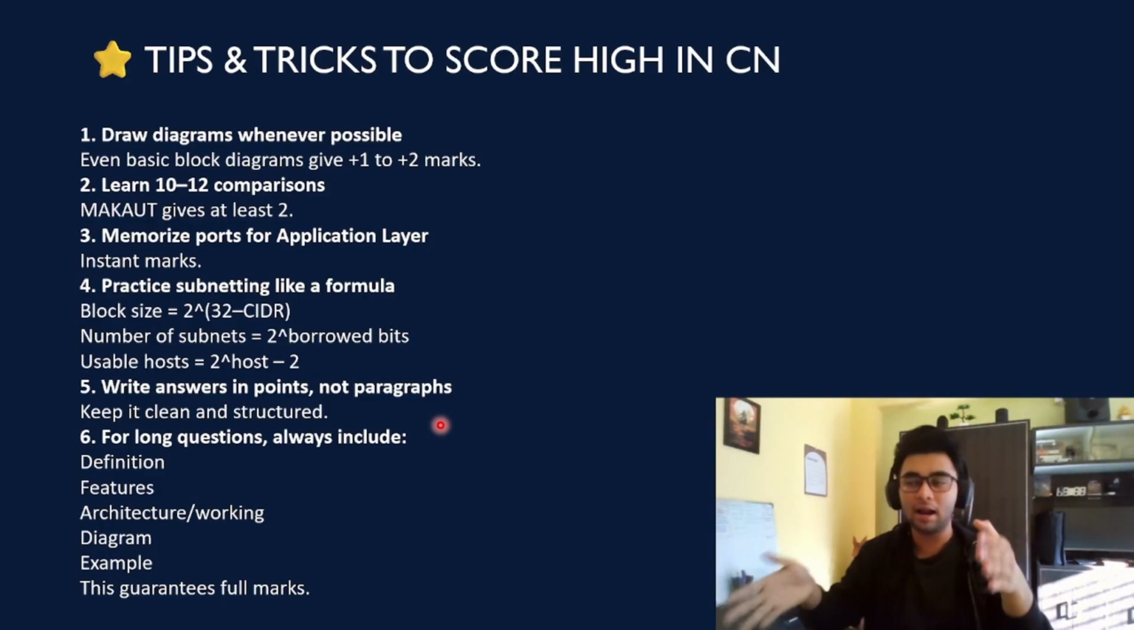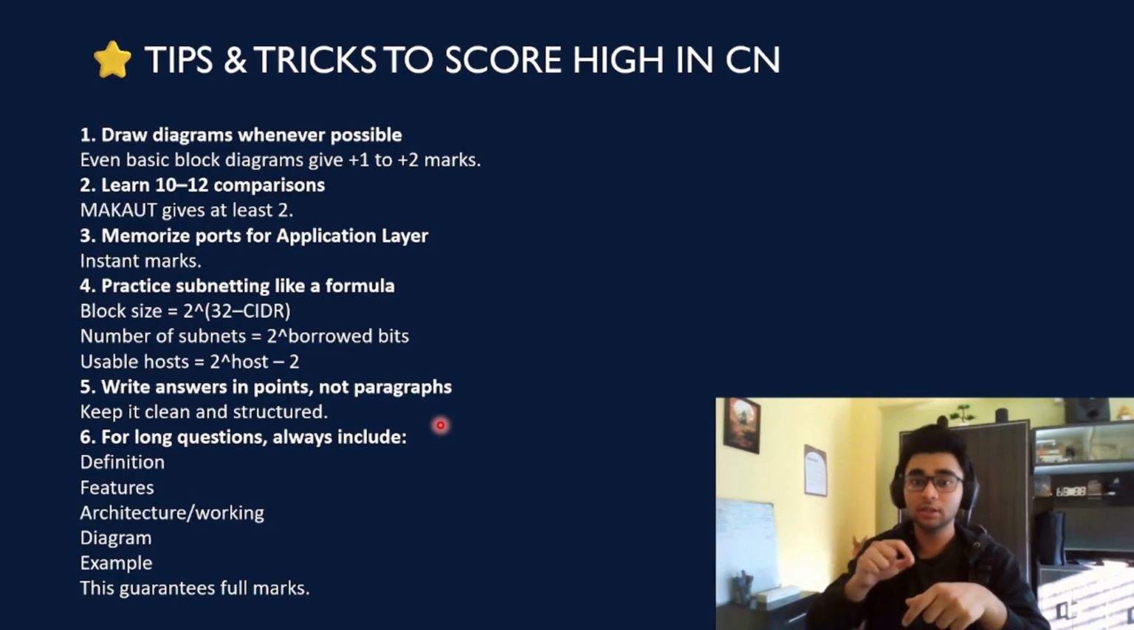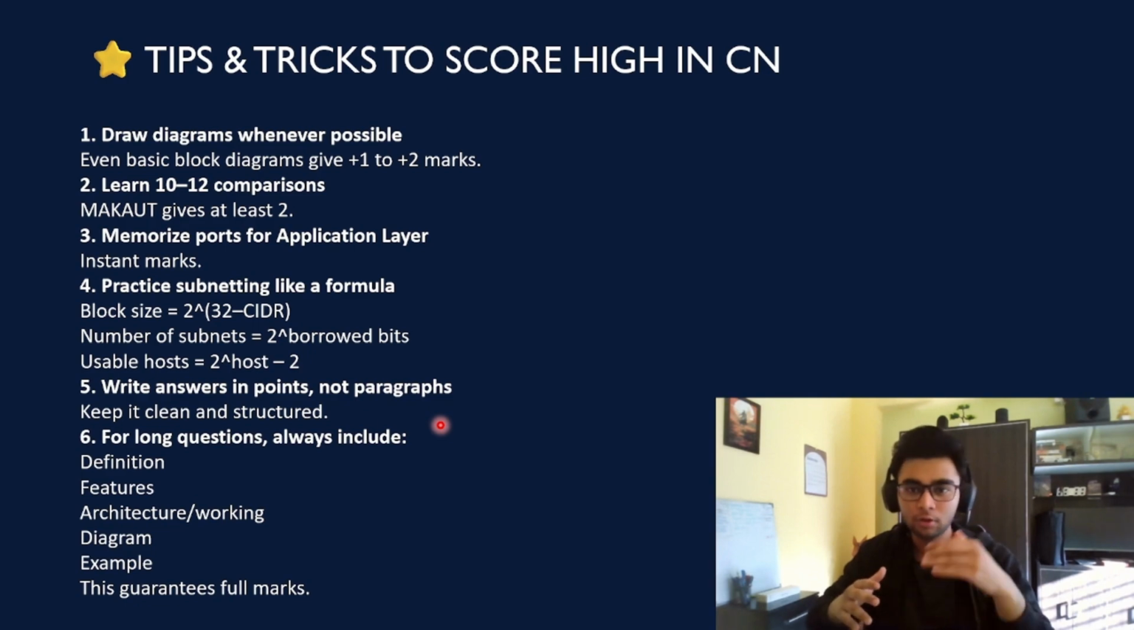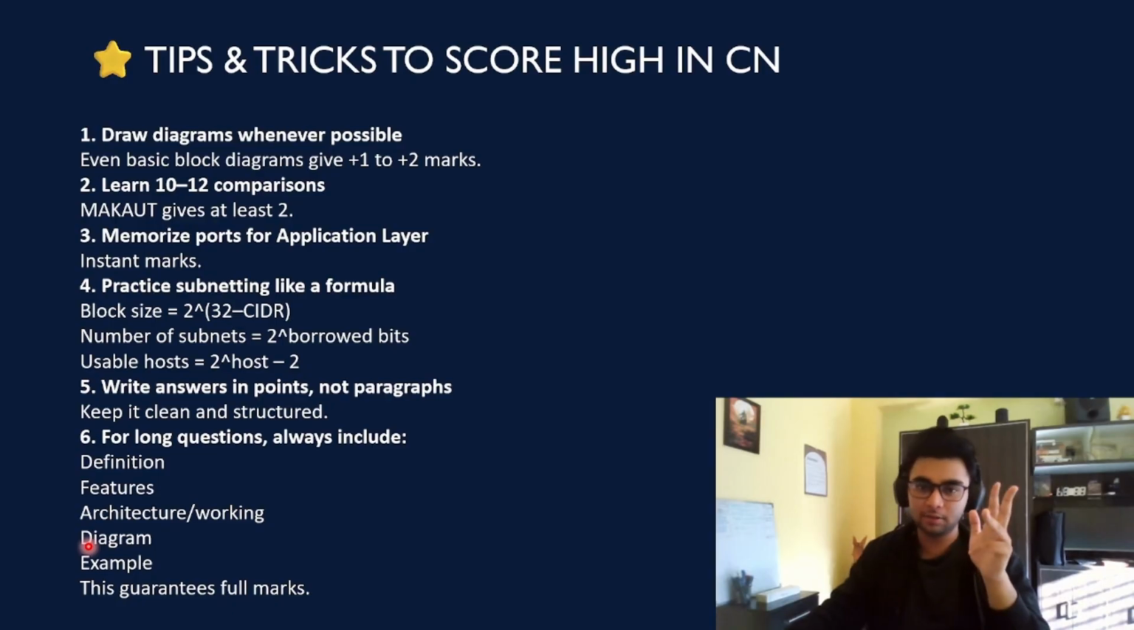Suppose you're writing a paragraph. What is a computer network? You just underline it. Then the examiner will be able to see that, okay, he has written the keyword, instant marks. So suppose you write something wrong in the paragraph too, the marks will get overlooked because you've written the keyword correctly. Then for a long question answer, always include definition, features, architecture, diagram. This is most important. And an example. This will guarantee you full marks.